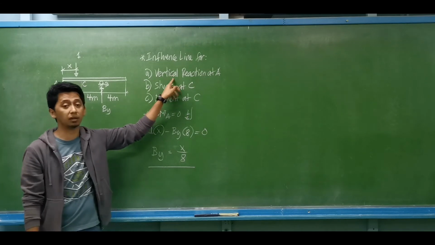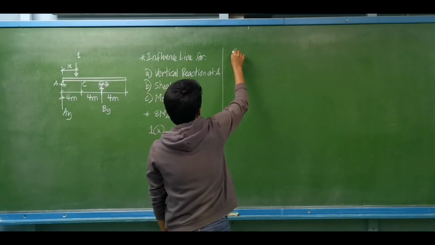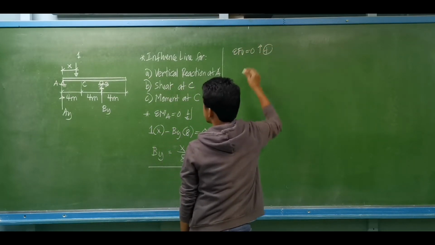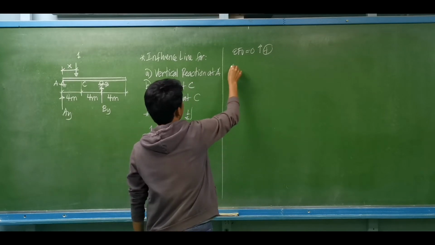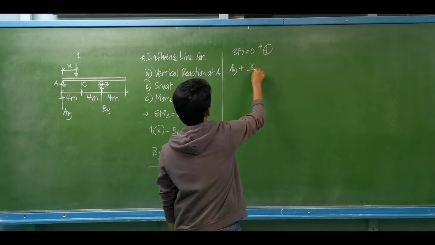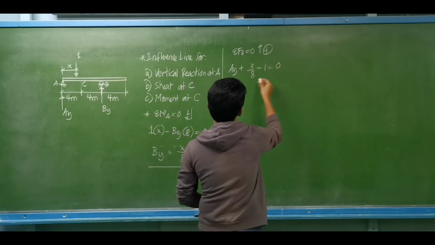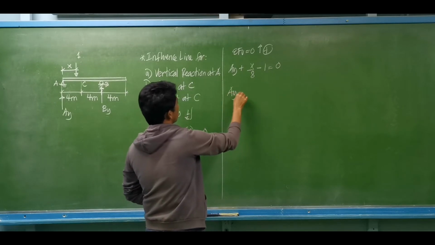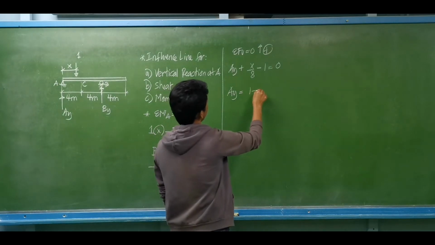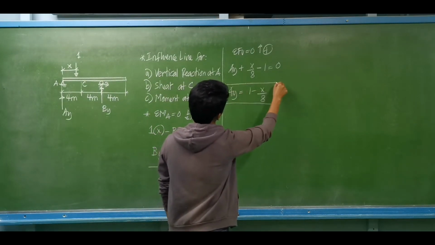But the required is the vertical reaction at A, so we can get it by summation of vertical forces equal to 0, upward forces to be positive. We have Ay upward, plus the value of By, which is x over 8, minus the 1 unit load equal to 0. So we'll have the equation of the vertical reaction at A: Ay is equal to 1 minus x over 8. So this is our equation.